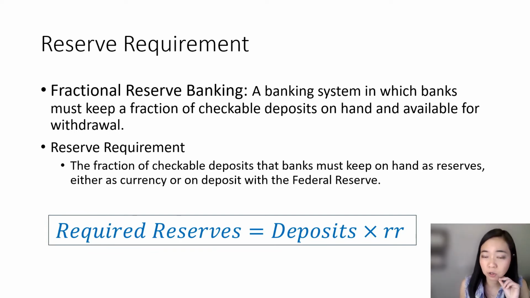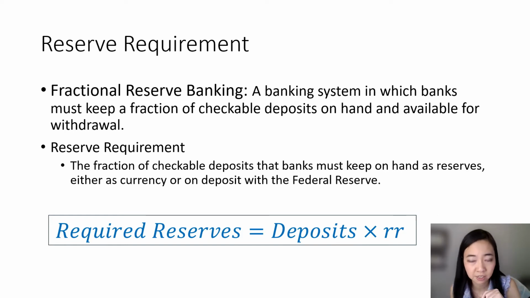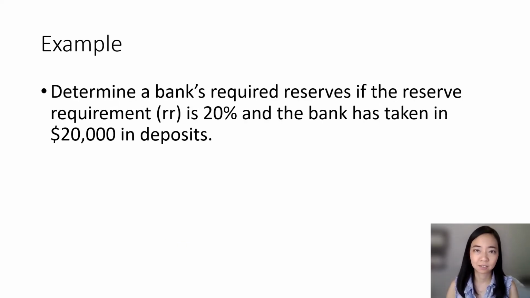And the definition for reserve requirement is this: the fraction of the checkable deposit the bank is required to keep on hand as reserves, either as currency or as deposit with the Federal Reserve. So the required reserves is equal to deposit times reserve requirement ratio.